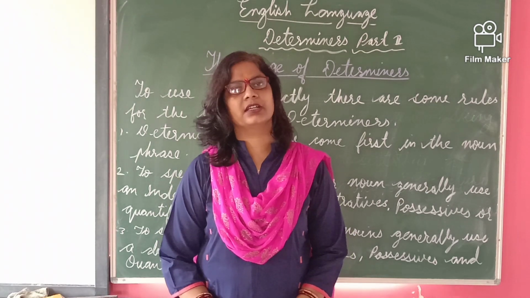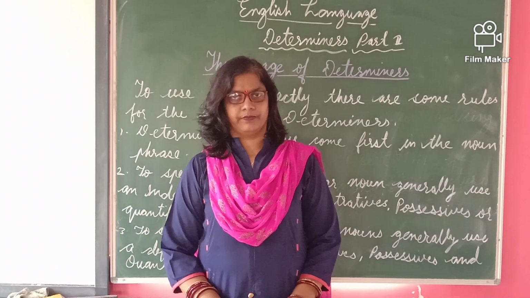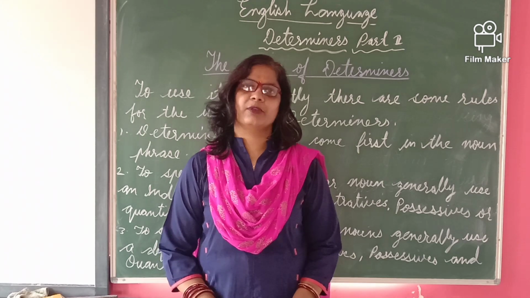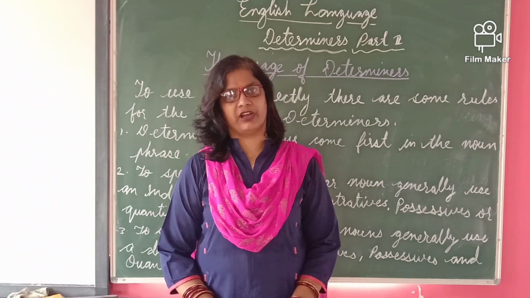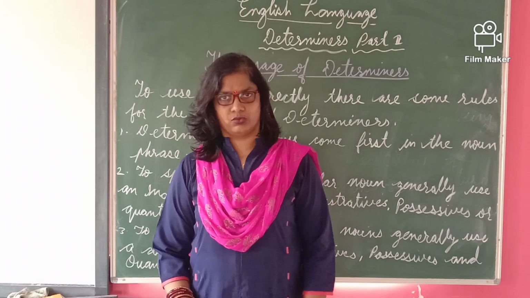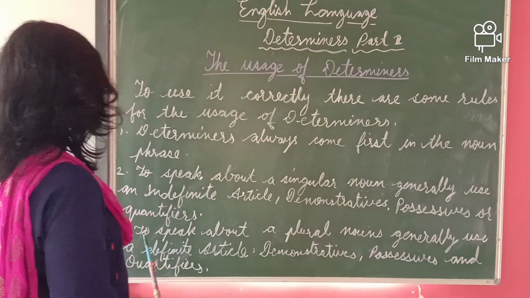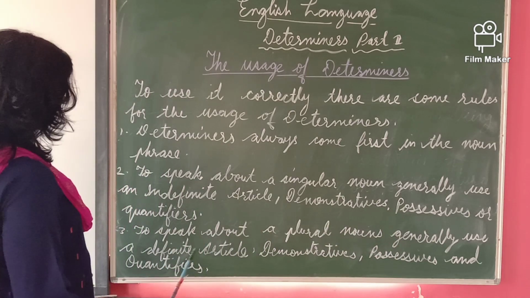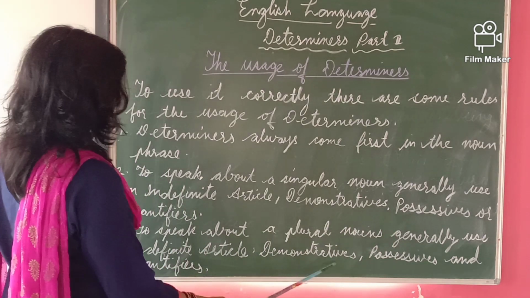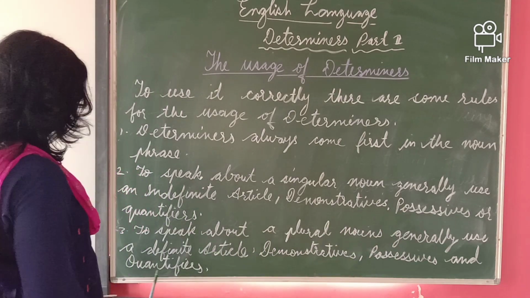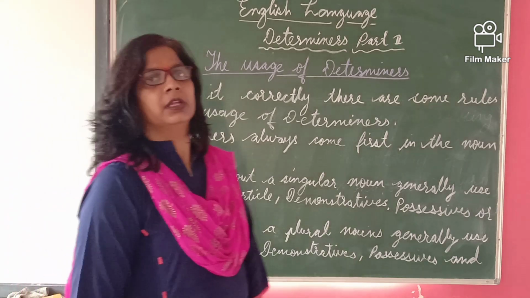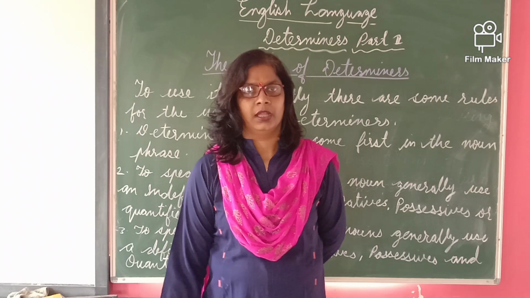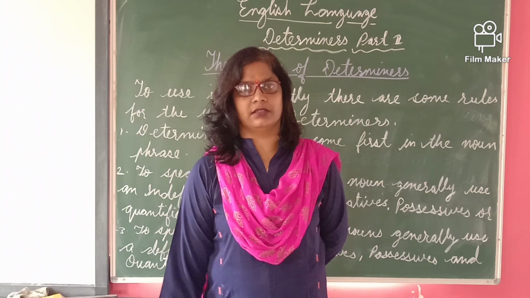What are the indefinite articles? A or an. We can also use the possessive pronouns, demonstrative pronouns and the quantifiers before the singular nouns. The third one is to speak about plural nouns. Generally we use a definite article, demonstratives, possessives and quantifiers. Only the articles are bifurcated, indefinite or definite articles.